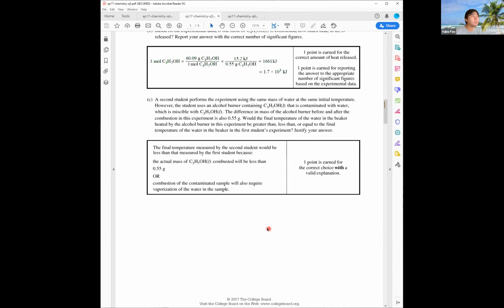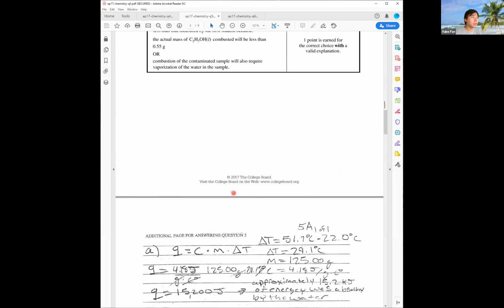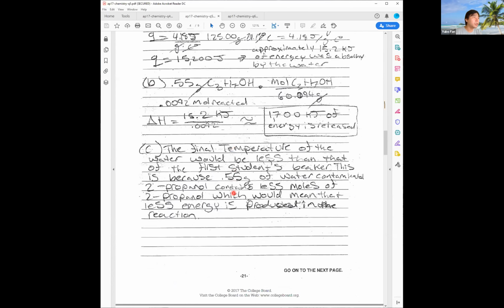So that's the explanation. First, you need to answer that the final temperature measured by the second student would be less than that measured by the first student, because, don't use the first answer, okay? The second is a good one. Combustion of the contaminated sample will also require vaporization of the water in the alcohol sample, okay? Let's take a look at the written answer here. So it's written like that.